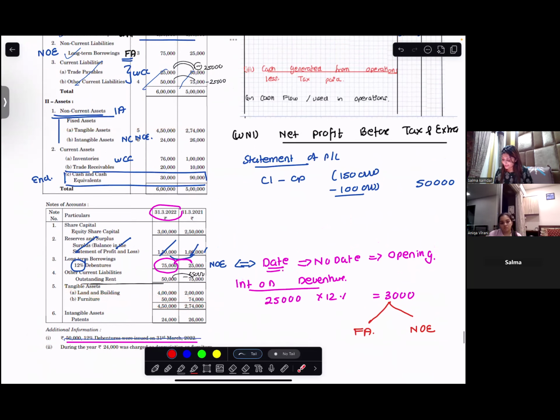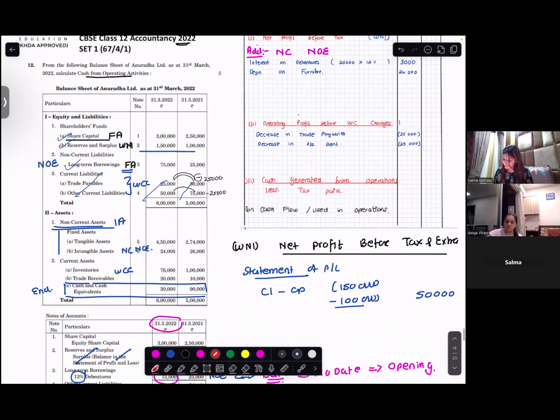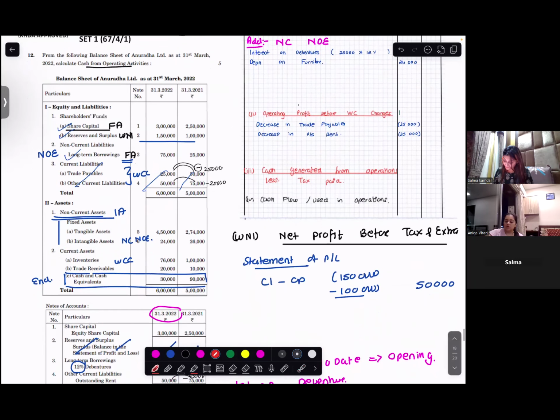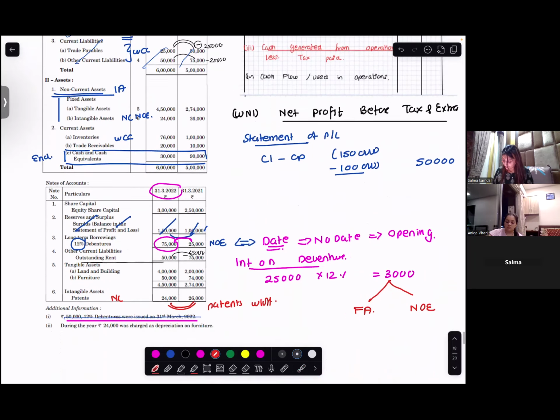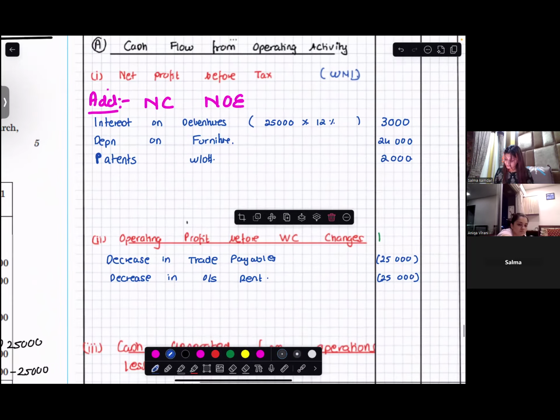How about intangible? There's a decrease. So this would be patents written off, which expense? Non-cash, non-operating. So you will go and write patents written off, how much? 2,000. Done? Yes.